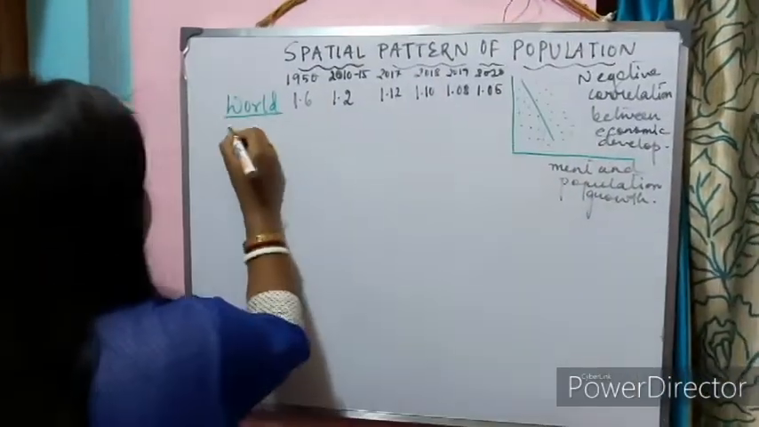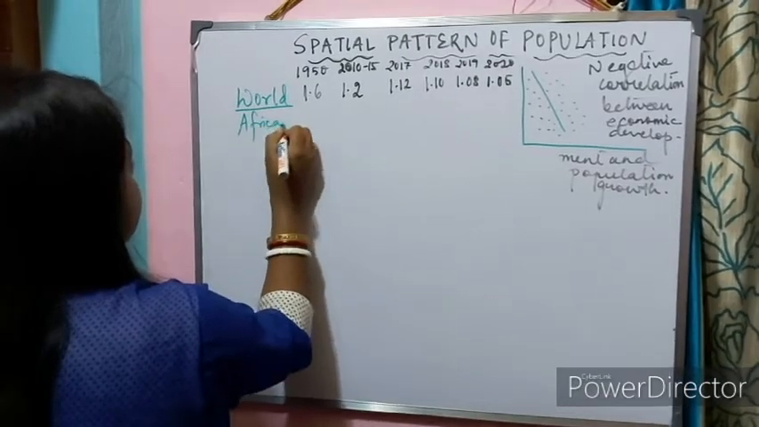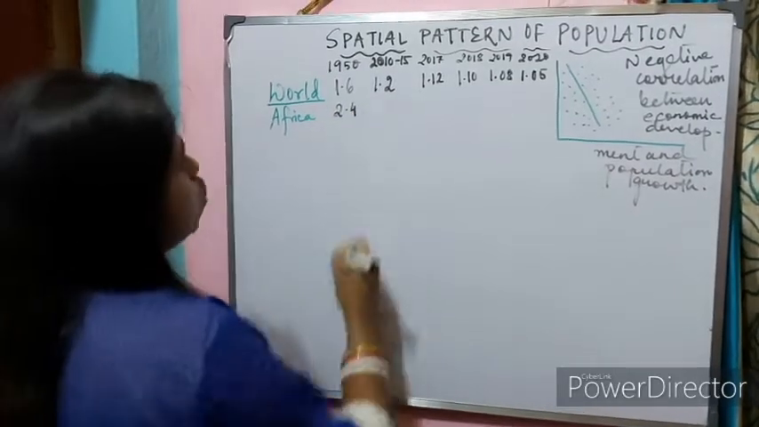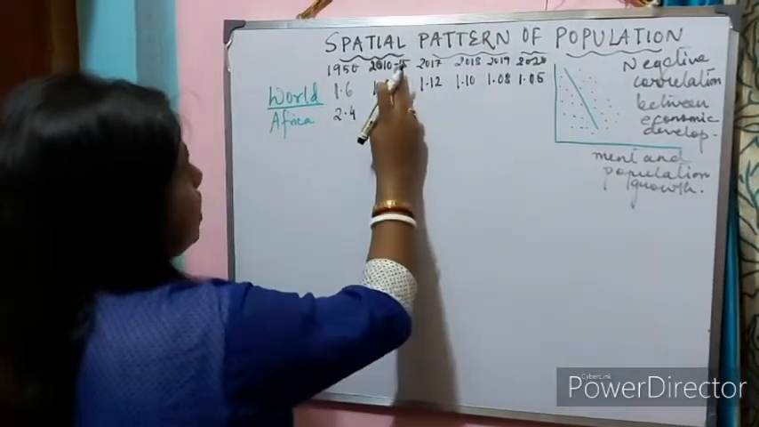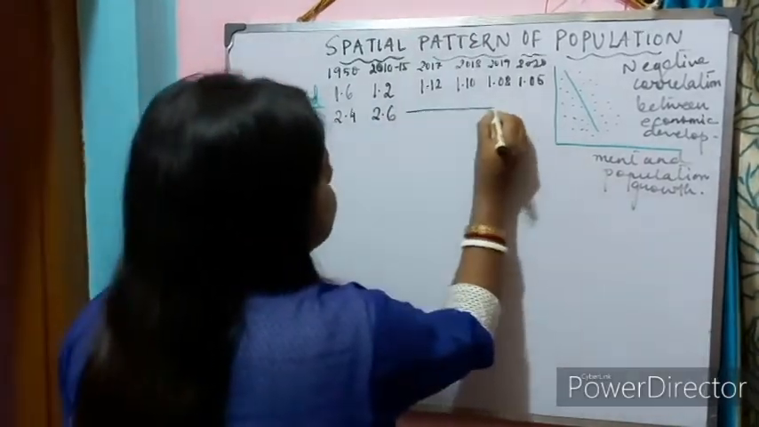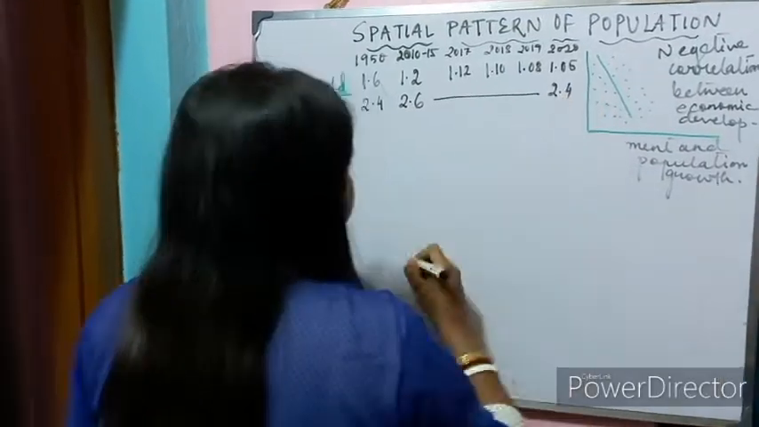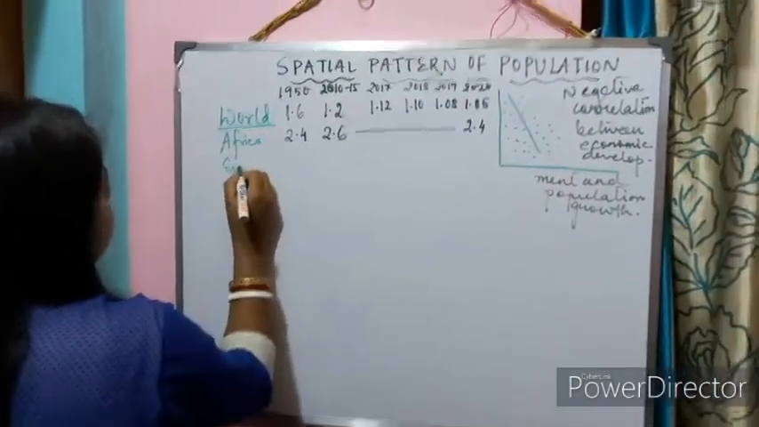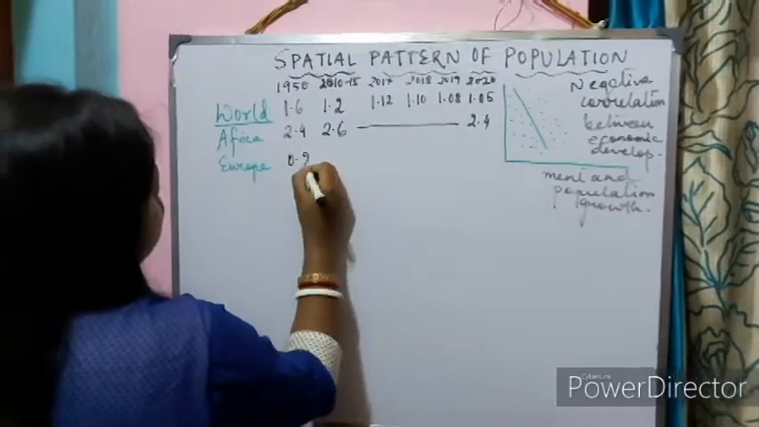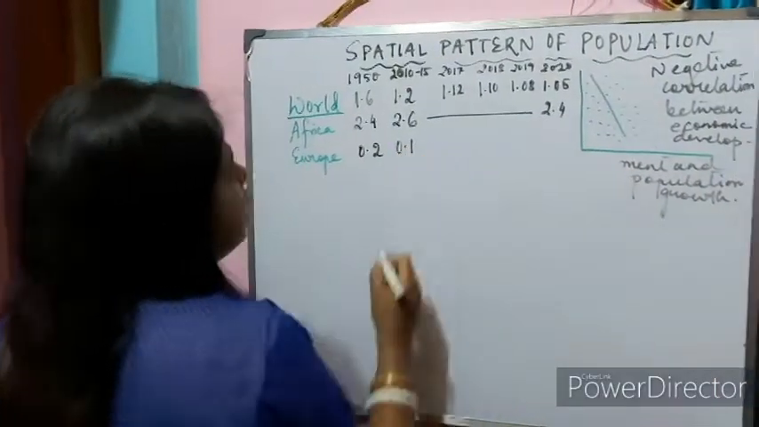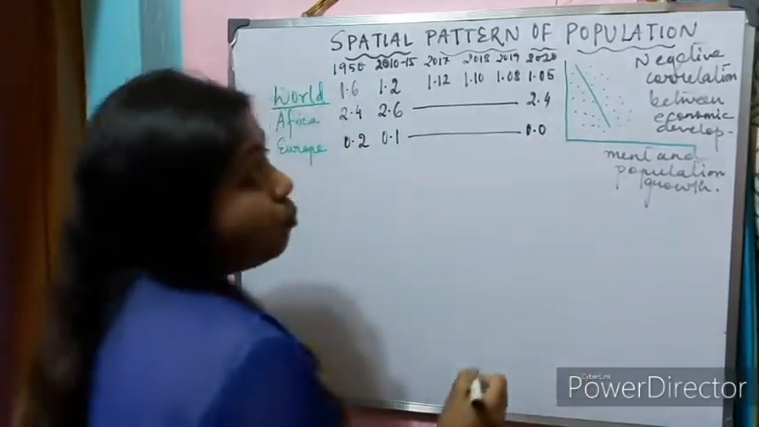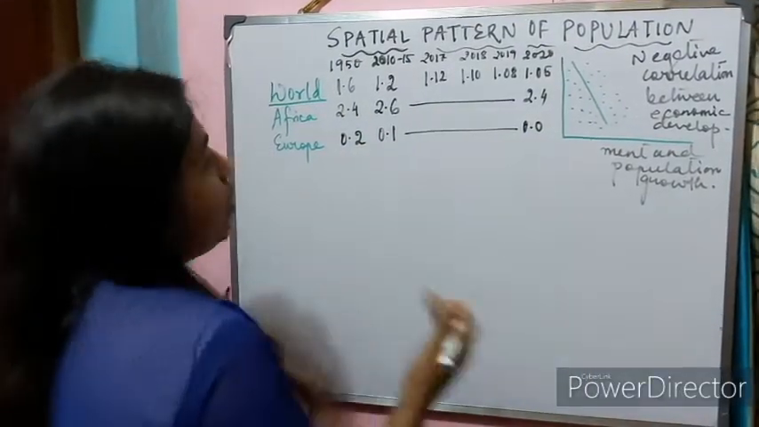Now in terms of Africa, in 1950 it had a growth rate of 2.4%. In 2010 to 15, the growth rate increased to 2.6, and in 2020 it is again 2.4. In Europe, it was 0.2, which reduced to 0.1 in 2010 to 15, and in 2020 it got a 0.0% growth rate of population.